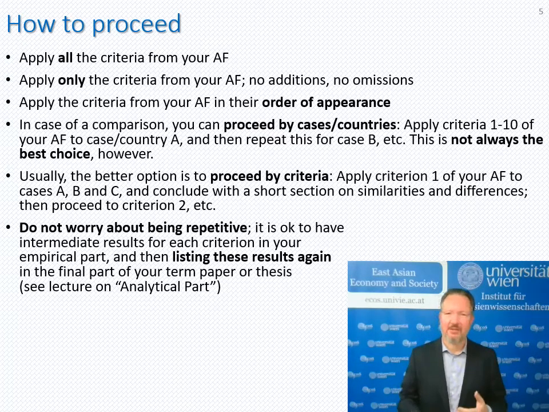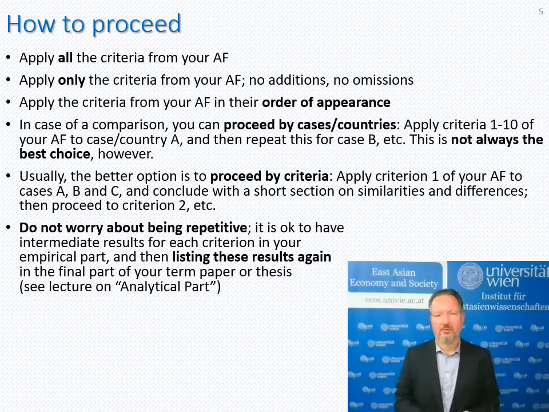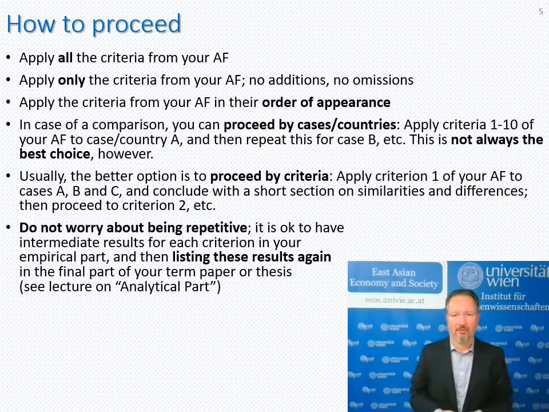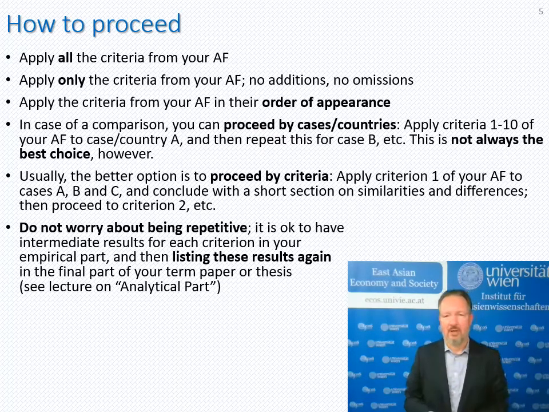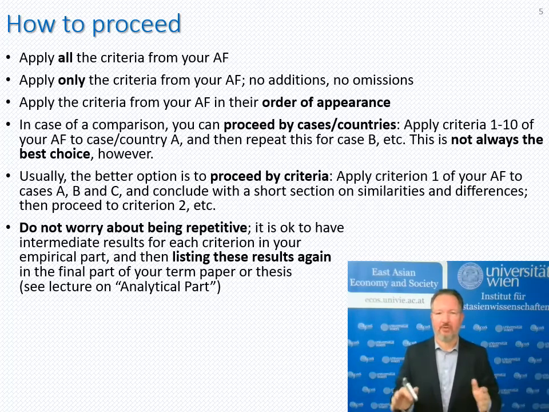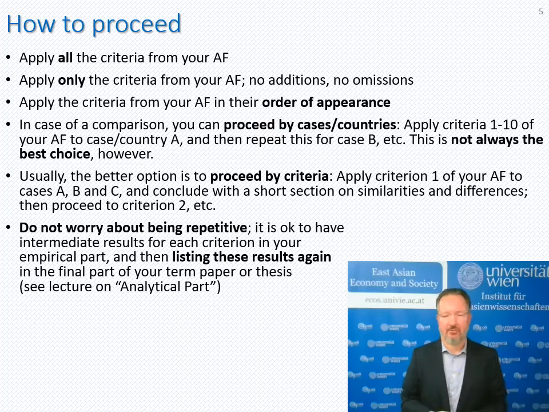Also, the order of appearance. There is no strongly compelling reason why you should do that, but I also don't see why you shouldn't. So if you have criteria 1, 2, 3 in your analytical framework, I would actually expect you to apply them exactly in that order in your empirical part, rather than starting with criterion number 3, then proceeding to number 7 and jumping back and forth. If you find that more logical, perfectly fine, but then please also adjust the order in your analytical framework so that it would fit. In fact, the analytical framework would provide the substructure of your empirical part. So that is actually, at least in principle, relatively easy.